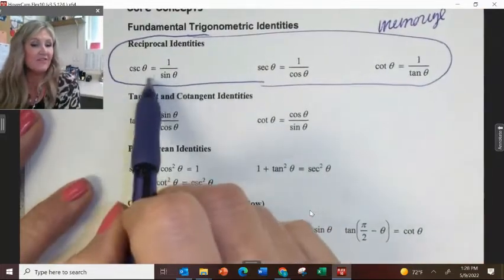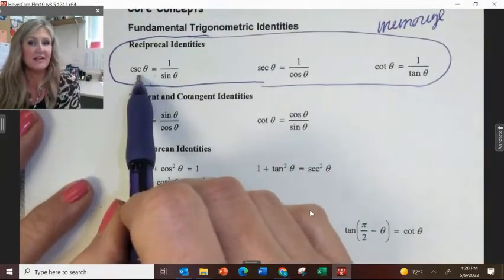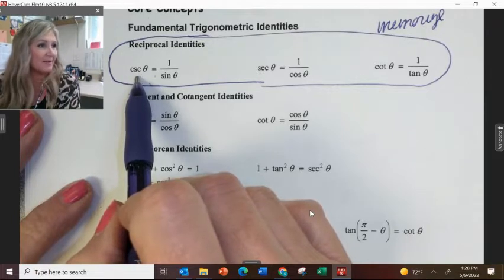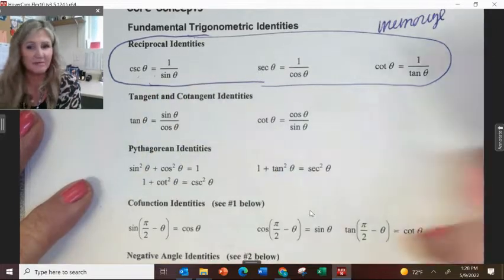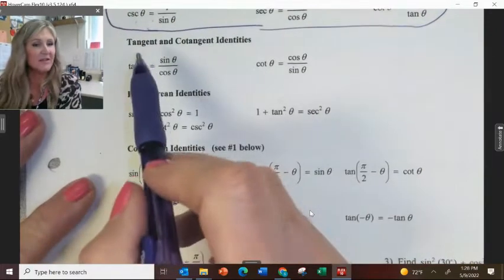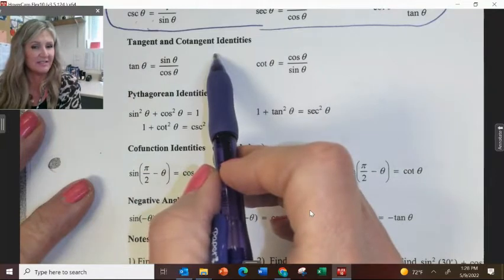Does everyone know that if I gave you the cosecant to be 2, then you automatically know the sine would have to be the reciprocal of that, right? We all know those. Then we also have the tangent and cotangent identities.